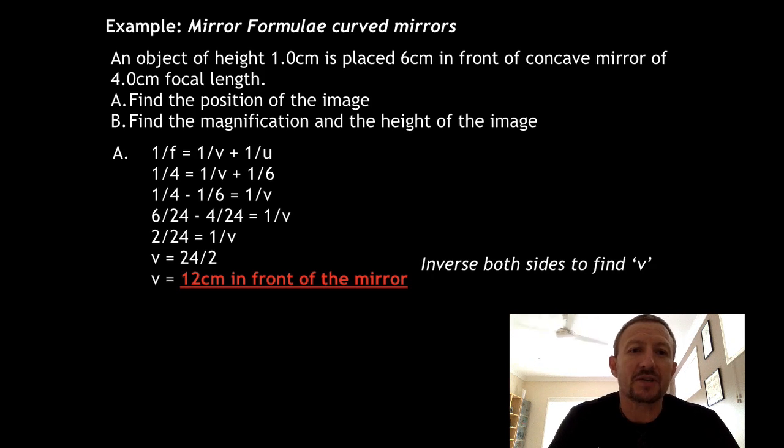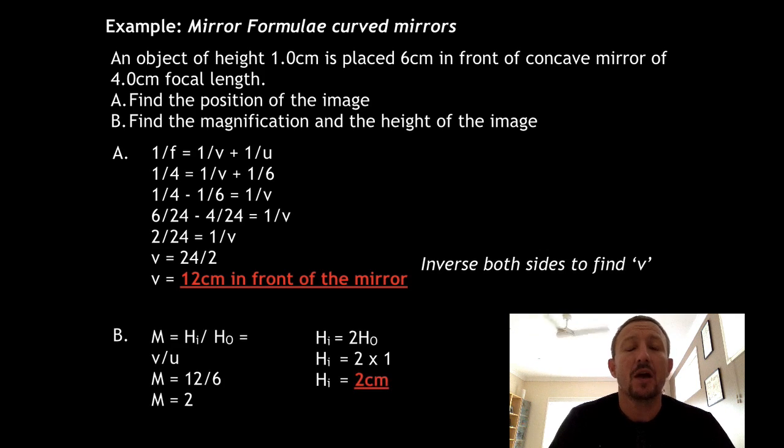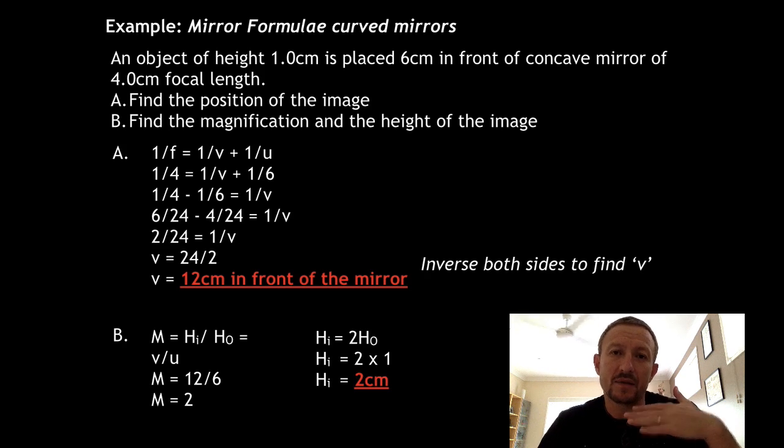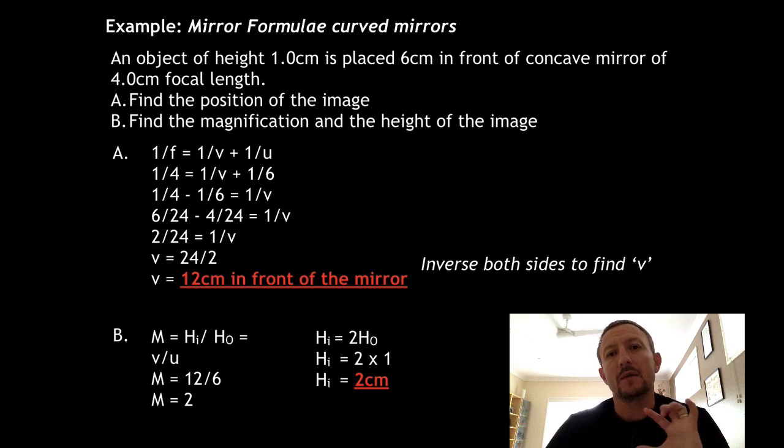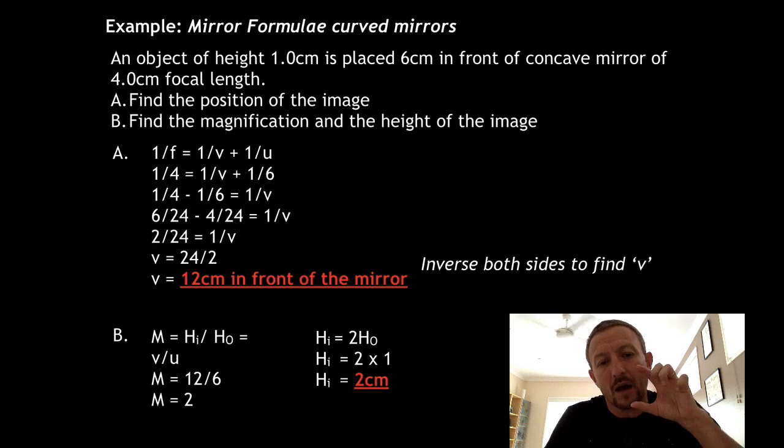Now, the next question asks us to find the magnification and the height of the image. So I use my formula m equals hi over ho, or the height of the image over the height of the object. Now I know the height of the object, but I don't know my magnification factor. So what I'm going to do is use my values for v over u, and basically the magnification factor will be the ratio between the distance of the image from the mirror, which is 12, and the distance of the object from the mirror, which is 6. So 12 divided by 6 is 2. So it's been increased in size by a factor of 2.